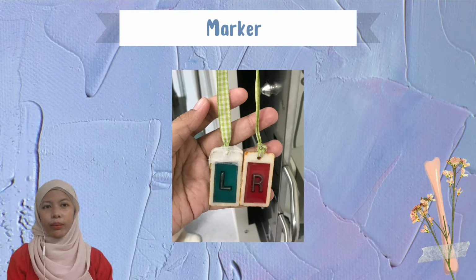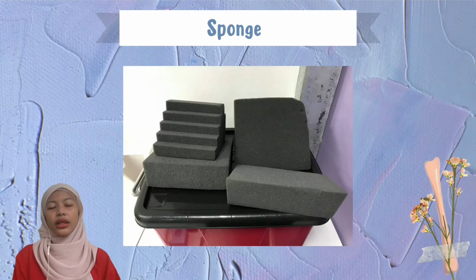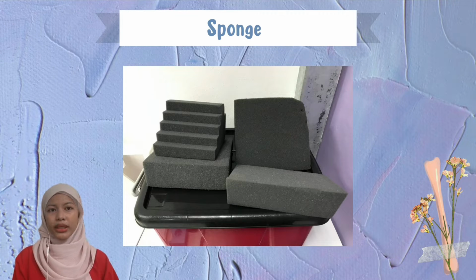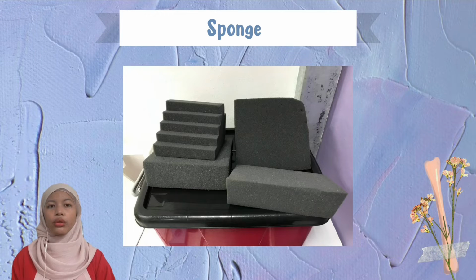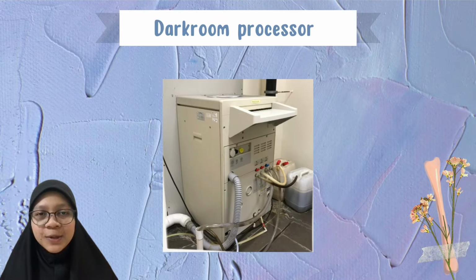The marker is very important in order to determine the patient's right or left side of the body. The sponge is needed to give support to a certain position, such as the oblique position. The oblique position requires the patient's body to be rotated 45 degrees. So the sponge will be the guideline for the radiographer to know whether the patient's body is rotated 45 degrees or not.